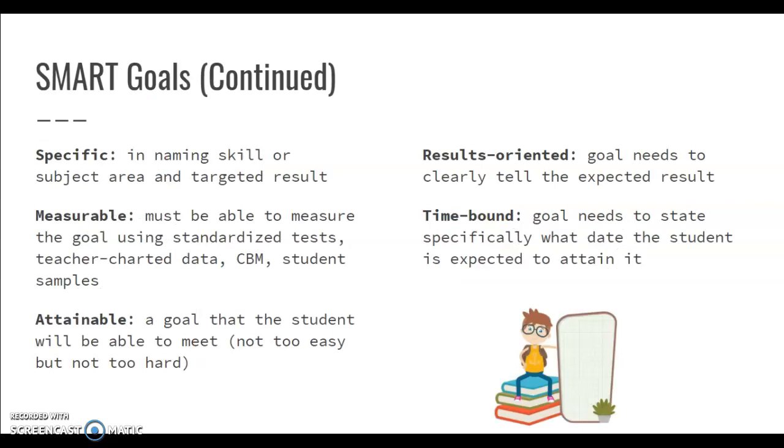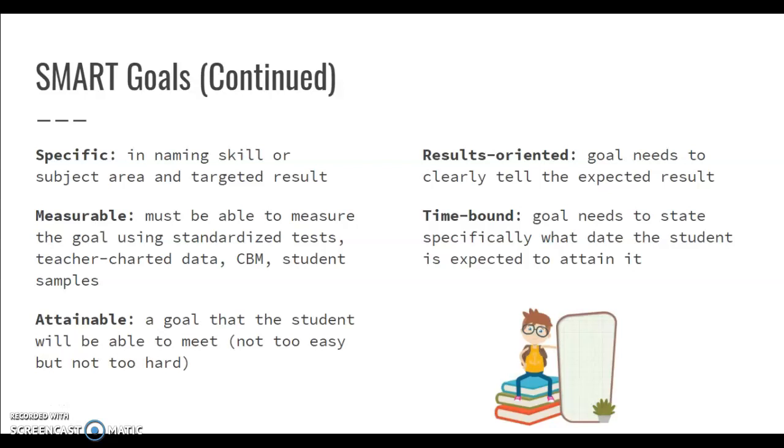SMART, let's continue. So, specific. They have to be specific in naming the skill or subject area that is the targeted result. Okay, so what is the skill that you want them to learn? Measurable. Must be able to measure the goal using standardized tests, teacher-charted data, curriculum-based measurements, or student samples. Those are some commonly used ones.